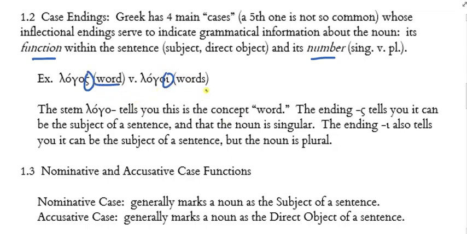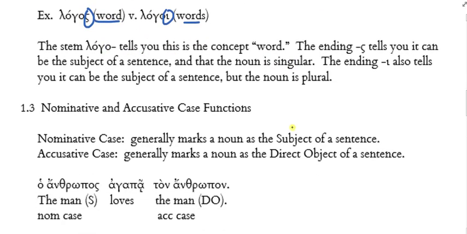The part logo is the concept that it tells you. The ending s or sigma tells you that it could be nominative, which is the subject of the sentence, and that the noun is singular. Iota tells you that it could also be the subject, but now that it's plural. So both forms of these words could be the subject, but one's singular, one's plural.